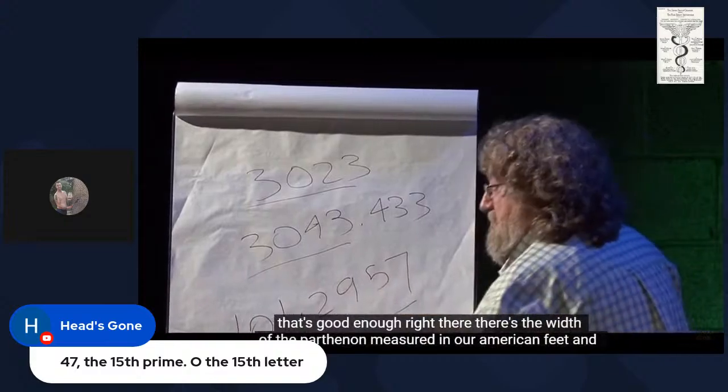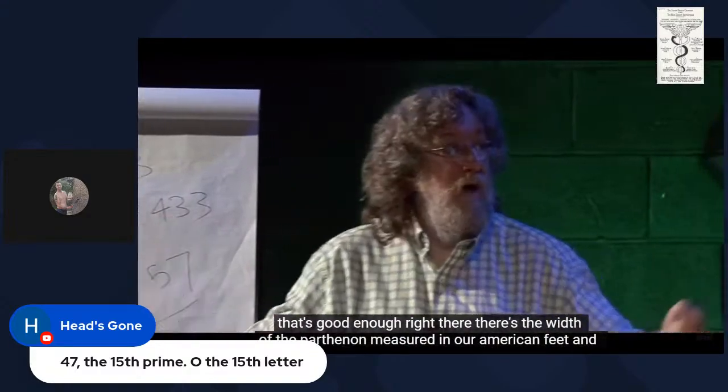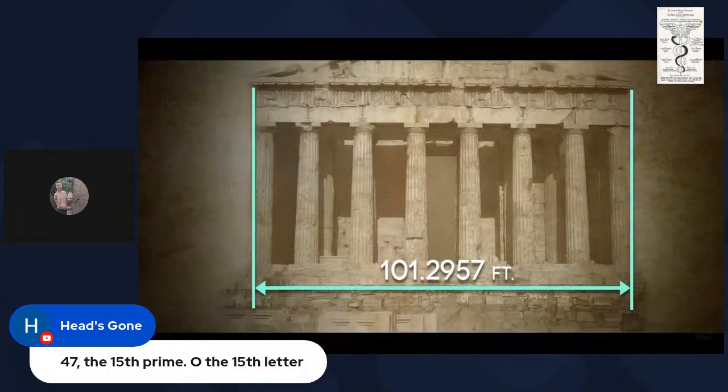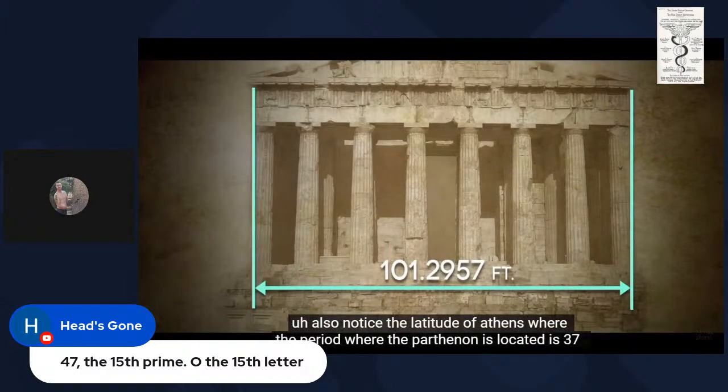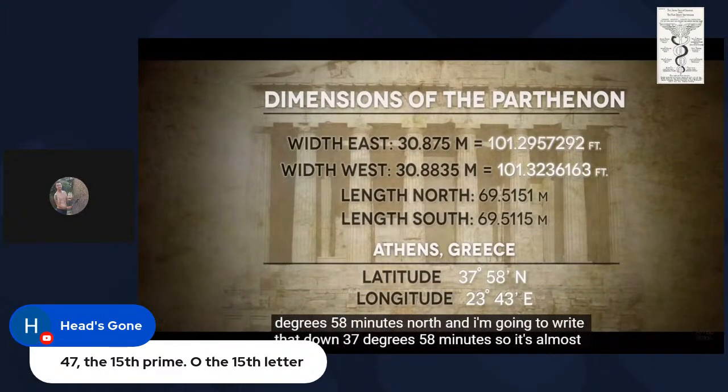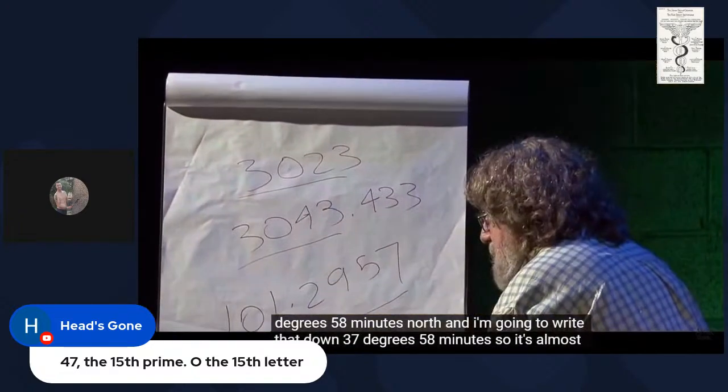That's good enough right there. There's the width of the Parthenon measured in our American feet. And also notice the latitude of Athens, where the Parthenon is located, is 37 degrees, 58 minutes north. And I'm going to write that down, 37 degrees, 58 minutes.